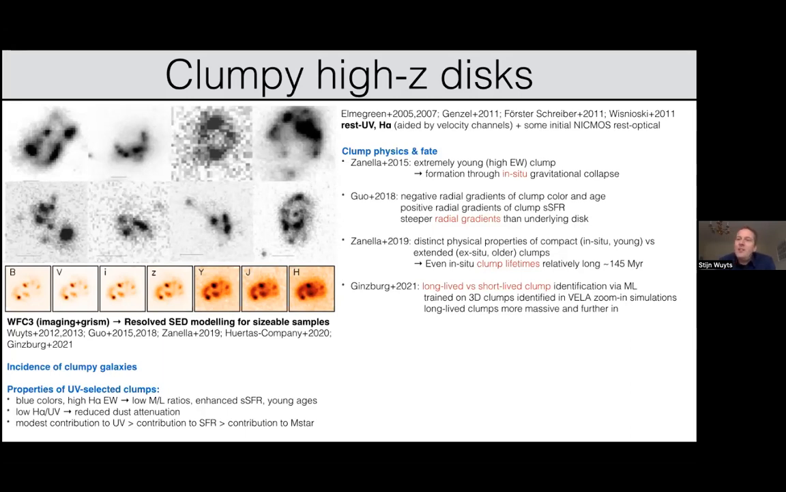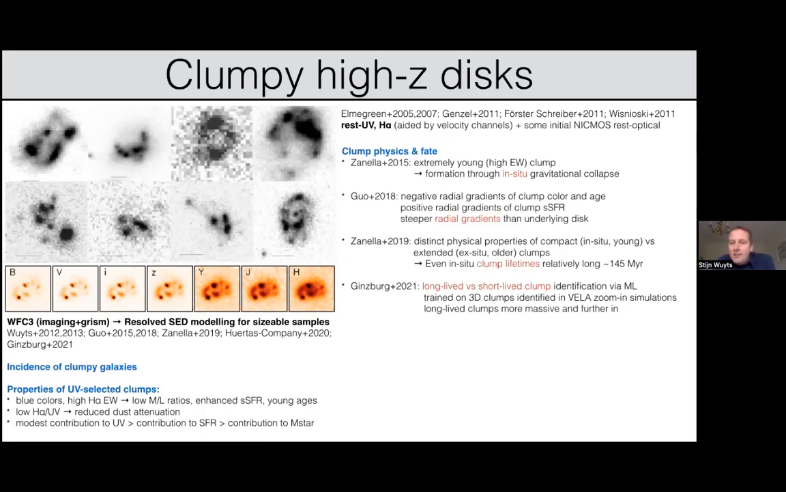In terms of fate, the longevity is an important parameter. Looking at simulations, you may need only 100 to 200 million years for these clumps to migrate inwards and contribute to bulge formation. But other simulations that implement strong feedback are capable of disrupting these clumps on a few tens of million years timescale. Therefore, it's an interesting question to see what can be constrained empirically about their longevity.